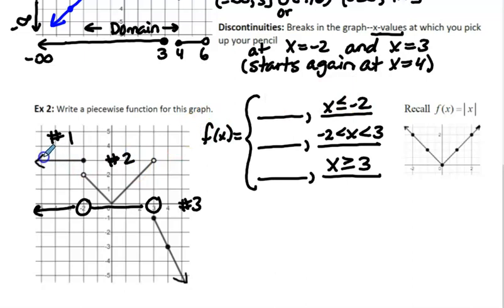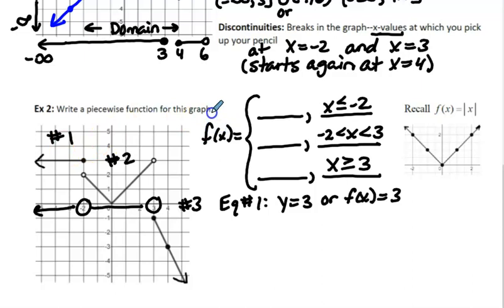Alright, so let's look at the first section of the graph. So equation number 1. Equation number 1 is just a horizontal line. This is the line y equals 3. Or we could say f of x equals 3, because f of x is y.